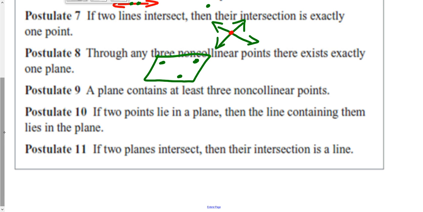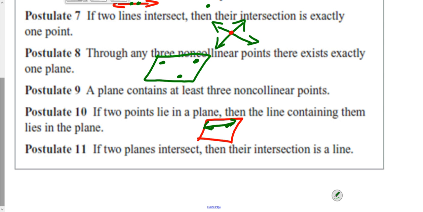Postulate number 10. If 2 points lie in a plane, then the line containing them also lies in the plane. So if we have a plane, and we have 2 points on that plane, remember, any 2 points, there exists exactly one line. So there is going to be a line here. That line is also on the plane.